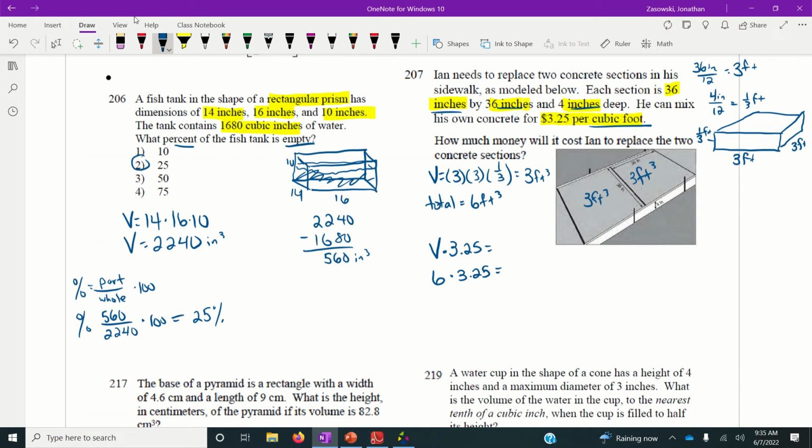which gives us a total cost of $19.50. All right, so it will cost $19.50 to replace. All right.